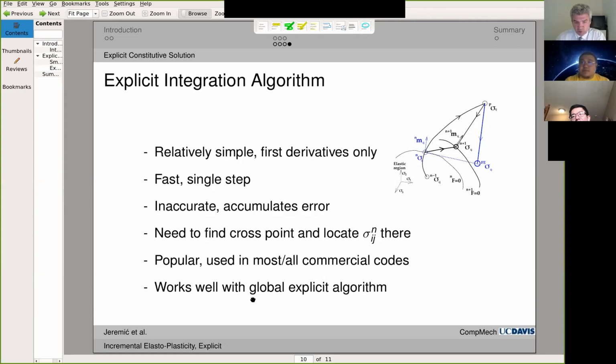This algorithm works well with global explicit algorithm. It does not guarantee equilibrium, far from that. It actually ends up out of equilibrium on the local level and on the global level. And the claim is that if your steps are small enough, you will not be that far from equilibrium. That claim is not true all the time. It has to be proven. It has to be demonstrated that it's true.